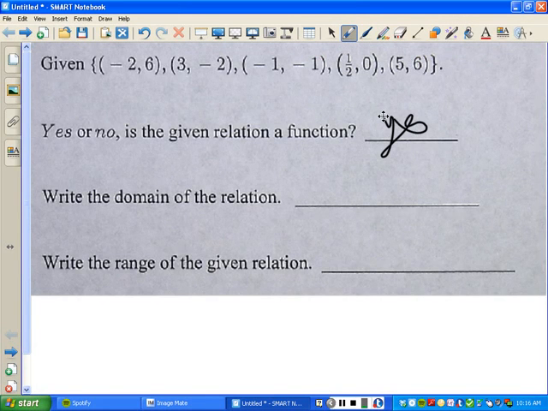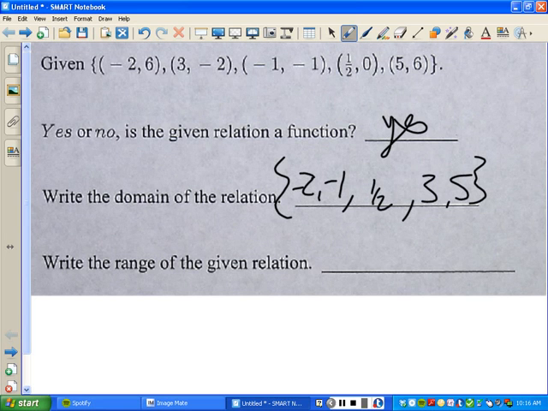Now, what's the domain of that function? -2, -1, 1/2, 3, and 5. You write it just like that.